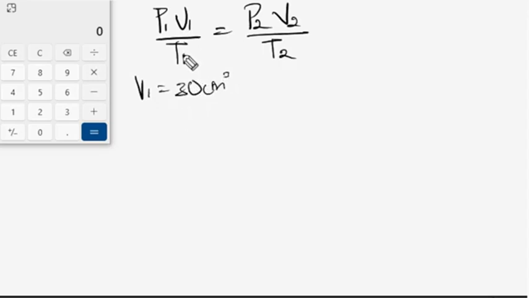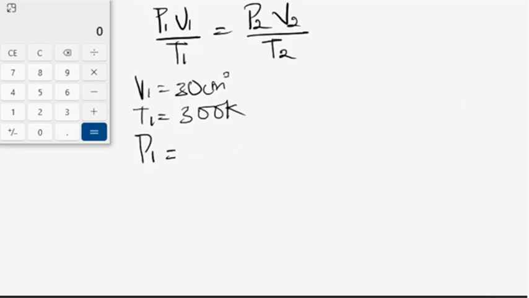So our initial temperature here, it's going to be 27 degrees Celsius is 300 Kelvin. So if you're wondering how we got the 300 Kelvin, 27 plus 273. So for you to convert from degrees Celsius to Kelvin, you have to add 273. So that's the temperature.